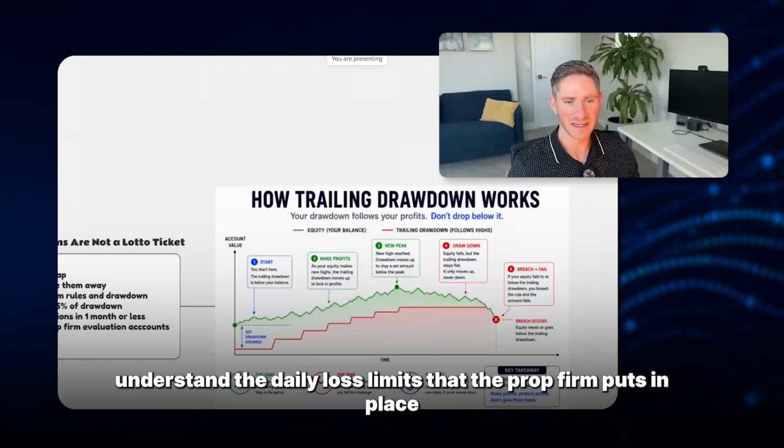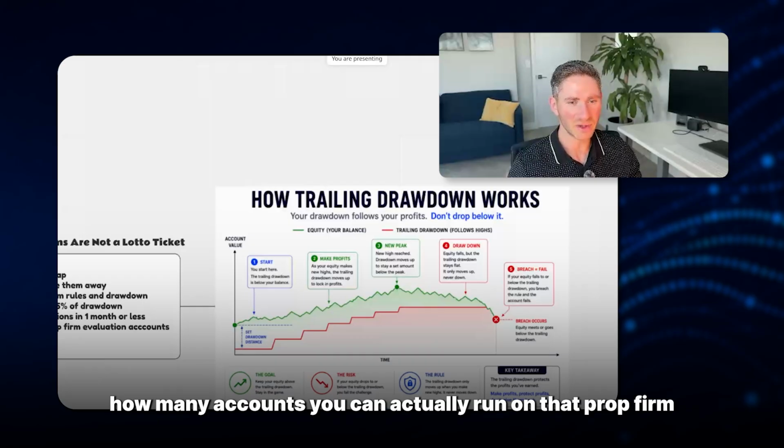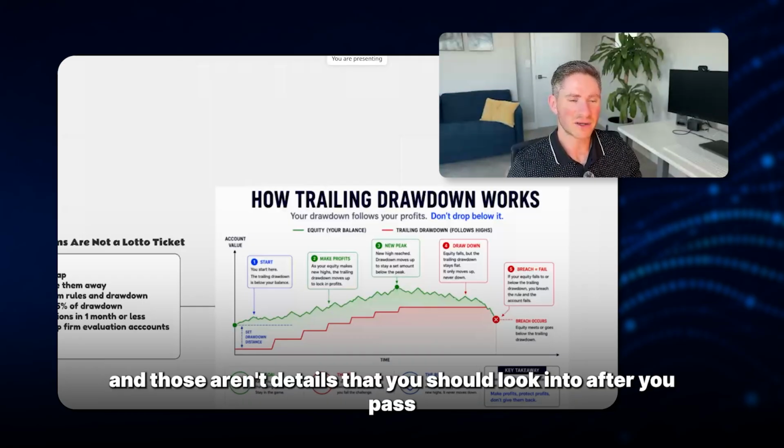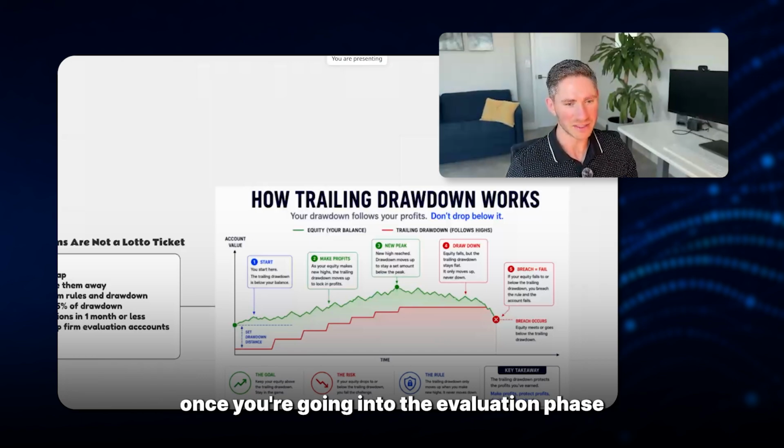And then understand the daily loss limits that the prop firm puts in place. The payout rules should be good before you go with the prop firm. How many accounts you can actually run on that prop firm. And those aren't details that you should look into after you pass. You should vet those and make sure that all of those rules look really good once you're going into the evaluation phase before you ever pass a prop firm challenge.